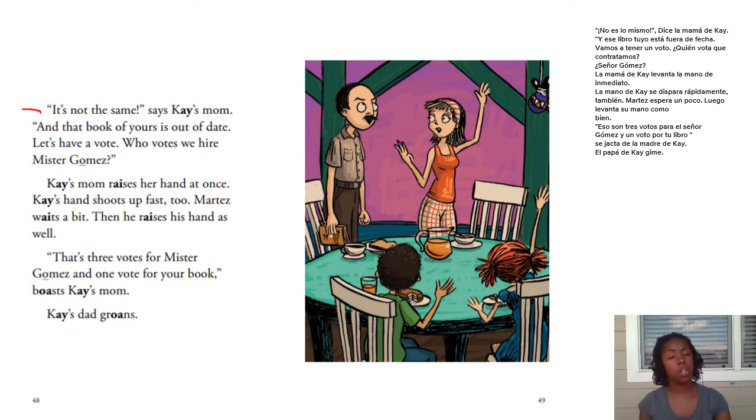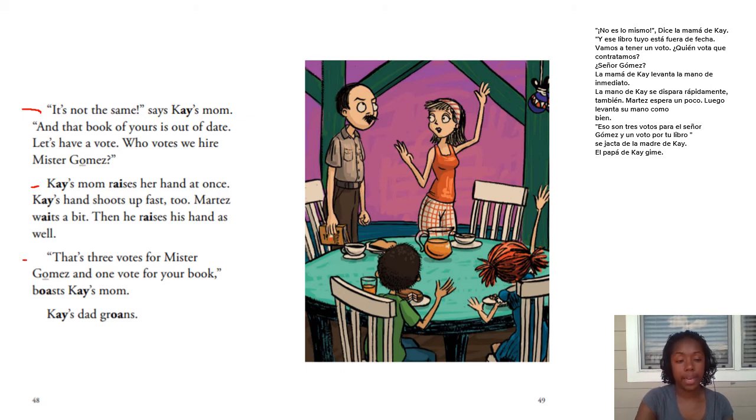Challenging you to pause the video, read independently, or mute it and read independently. It's not the same, says Kay's mom. And that book of yours is out of date. Let's have a vote. Who votes we hire Mr. Gomez? Finger underneath the word Kay's. Kay's mom raises her hand at once. Kay's hand shoots up fast too. Martez waits a bit. Then he raises his hand as well.